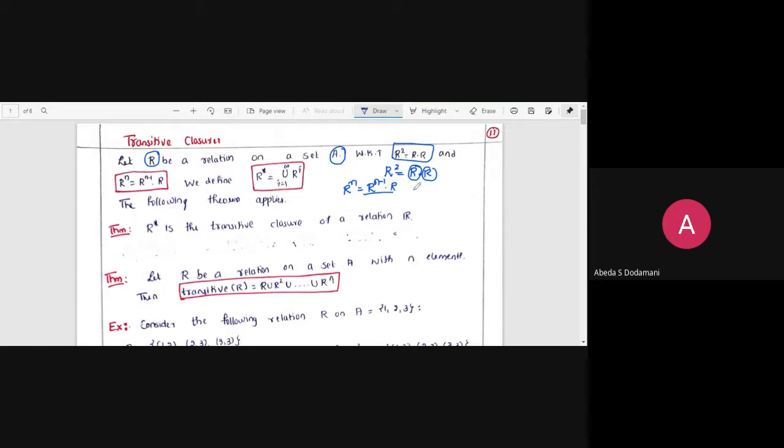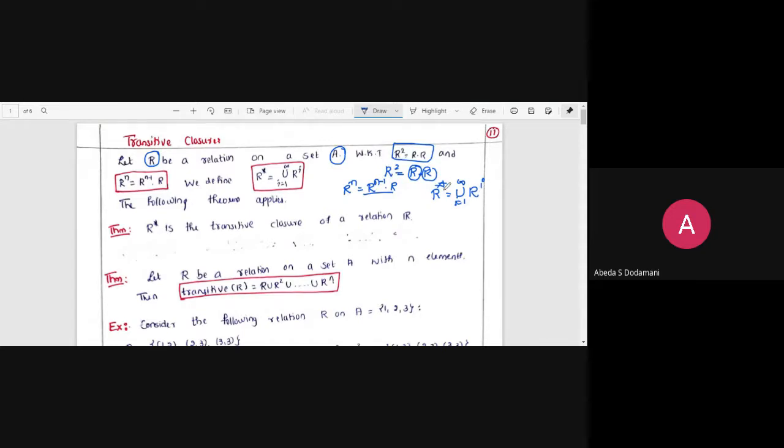So in general, if I am talking about R star, the R star is nothing but the transitive closure. So this is nothing but the union of all such Ri where my i is running from 1 to infinity. So my R star will be the union of all the Ri's.